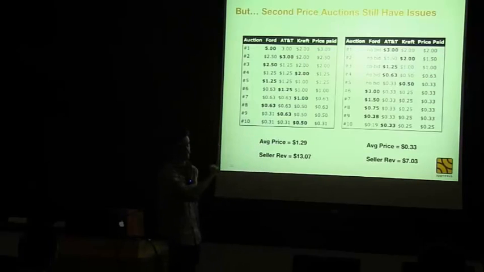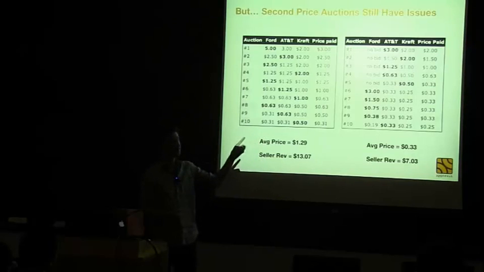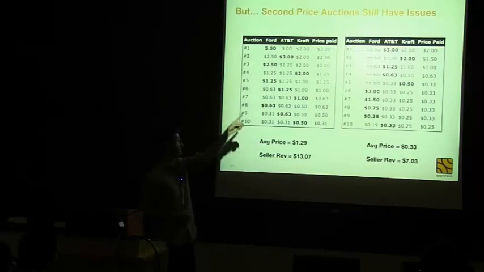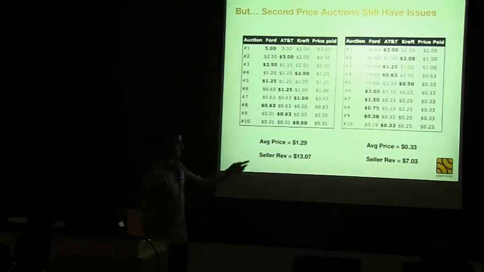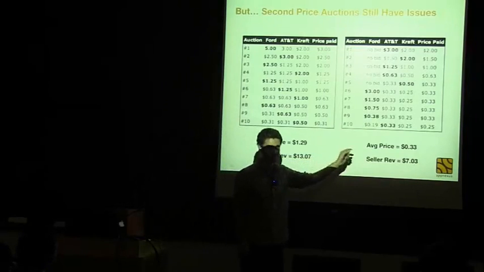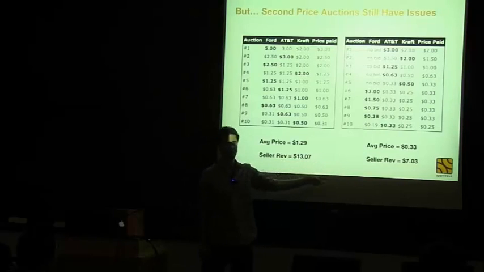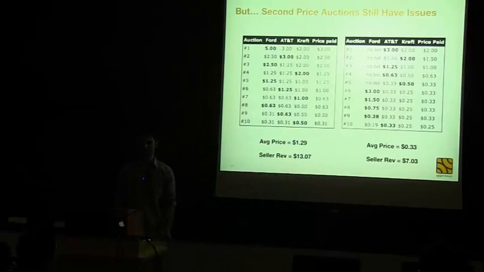This time, Ford bids $3, but because AT&T and Kraft, the other two advertisers, have already shown users their ads so many times, they're now bidding 33 cents. So Ford wins the auction because they bid $3, by the way, less than they would have bid before, but they're only paying 33 cents now, whereas they paid $3 before. They're only paying a tenth of that now. It's kind of crazy. So now, all of a sudden, the average bid price goes down to 33 cents, and the seller only makes $7, almost half of what they made before.